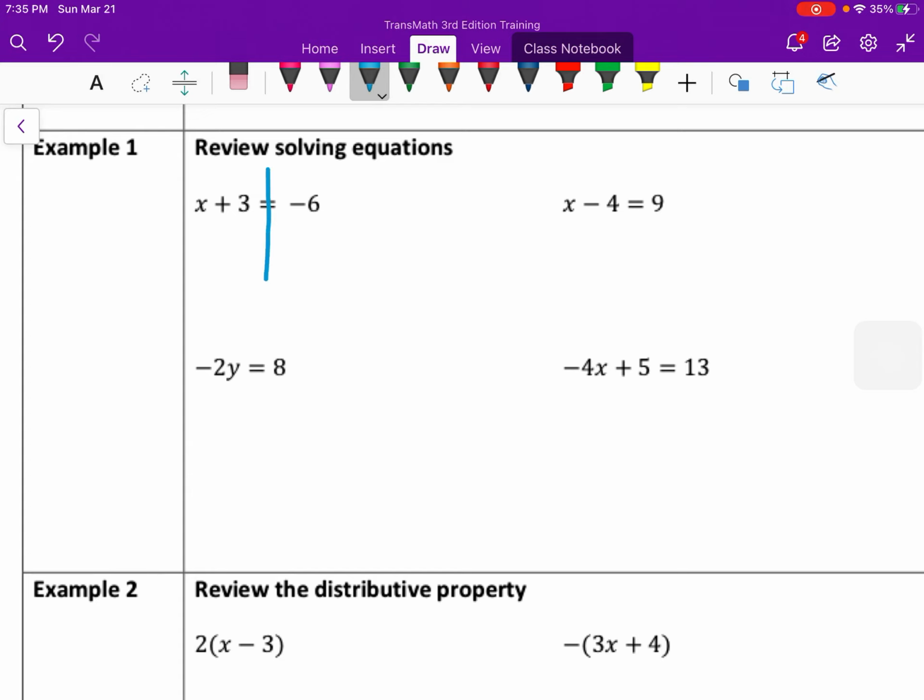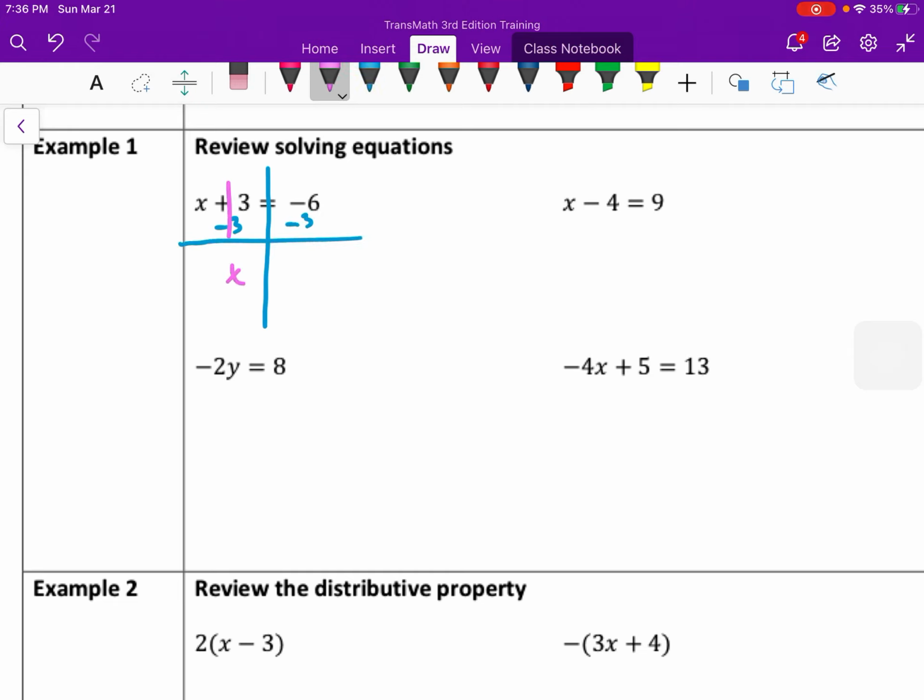So again, when we're solving, we're going to want to isolate x, get it by itself. So we're going to do inverse operations. If it's x plus 3 equals negative 6, we're going to add a negative 3 or subtract 3 from both sides. This then becomes 0, and we have x equals negative 9. When we have the same sign here and we're adding, we keep our sign and then we add them together.